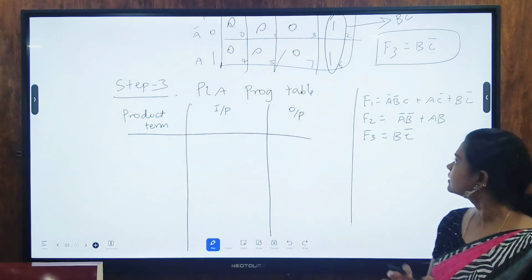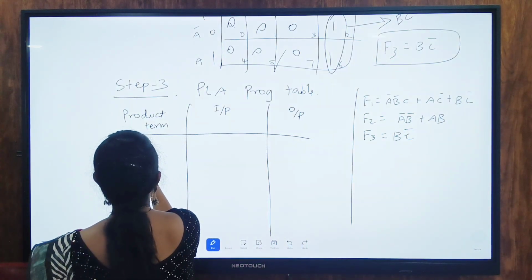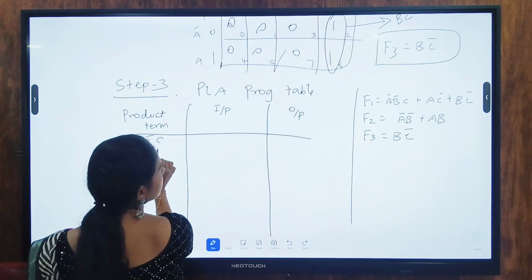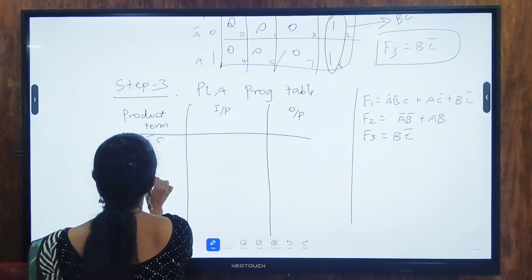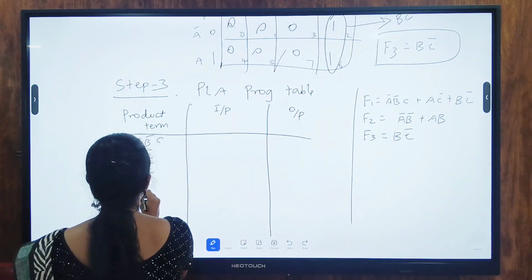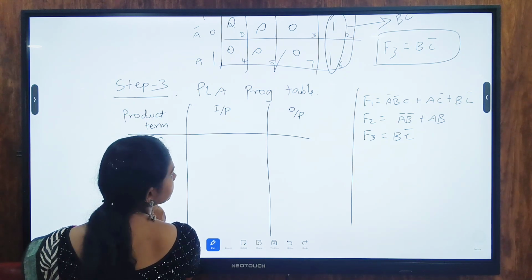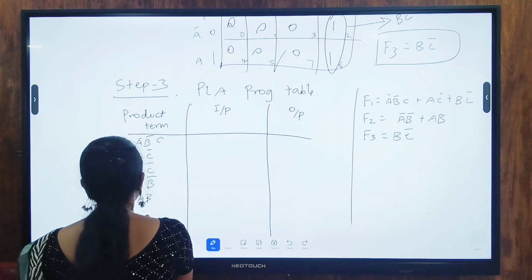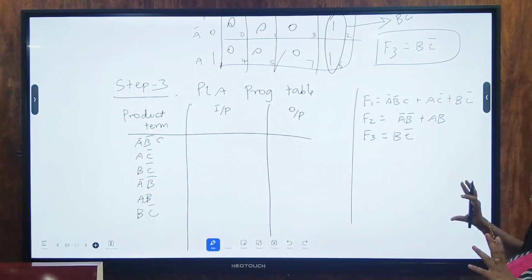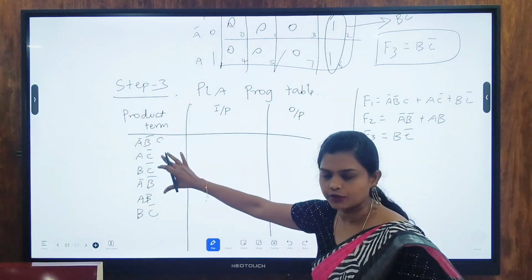So here, what all product terms are present in F1, F2, F3, I am going to write all the product terms. What all product terms are present in F1? A bar, B bar, C. Then A, C bar. Then B, C bar. F1 is done. So F2, two product terms. What are those? A bar, B bar. Then A, B. F3, B, C bar. So here we mention all the product terms which are present in your F1, F2, F3.